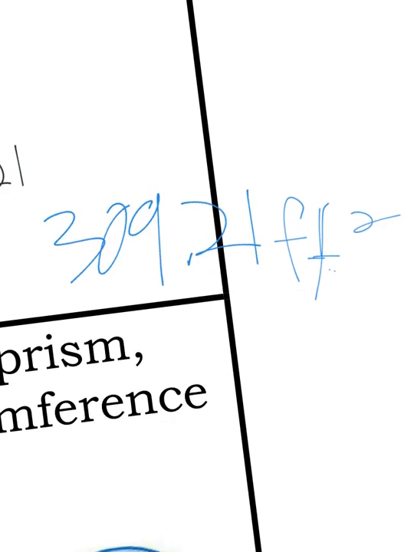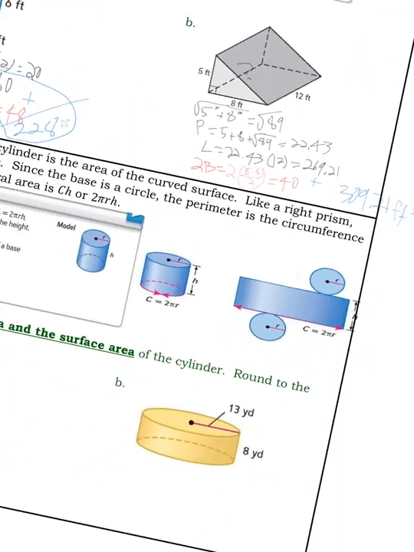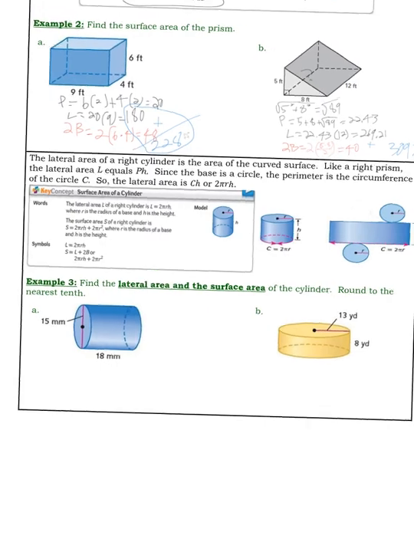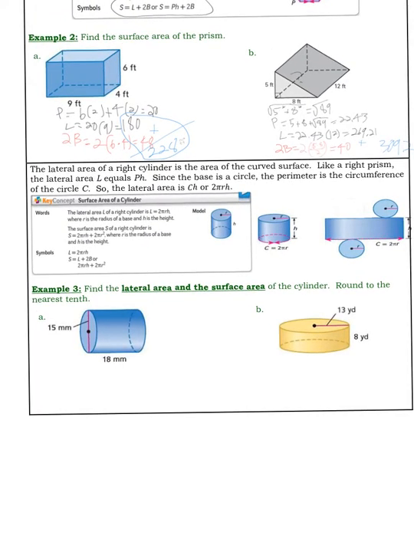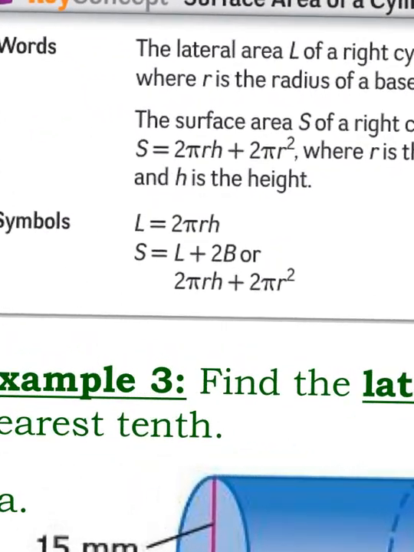All right, let's keep it going. So now we're going to talk about the surface area of a cylinder. It's a slightly different formula since we have a curved object. But the important stuff is this. It's still going to be the lateral area plus 2 times the area of the base. That's what they have in common with the surface area of the prisms. But your lateral area formula is 2 pi rh, and your area of your base formula is different too, pi r squared.